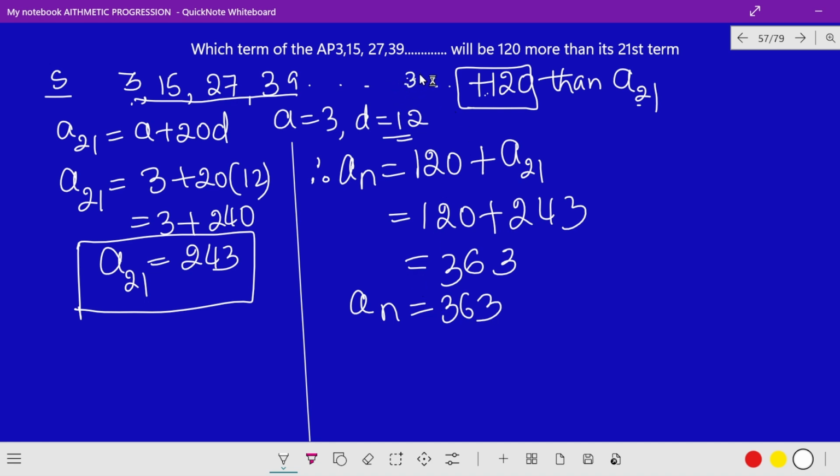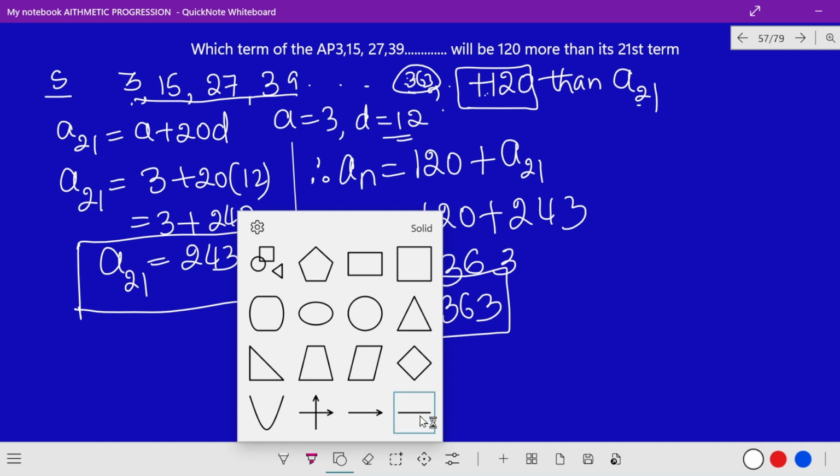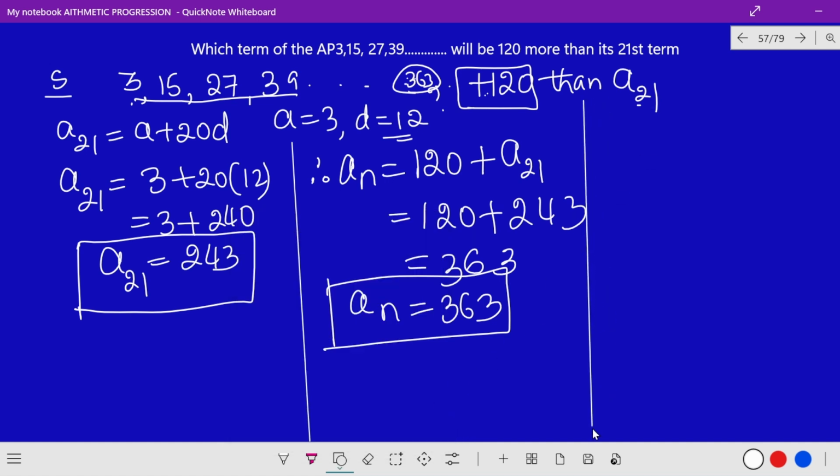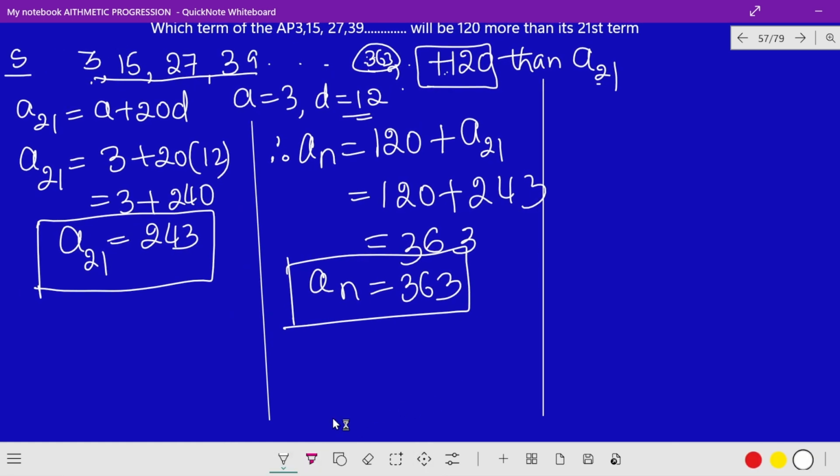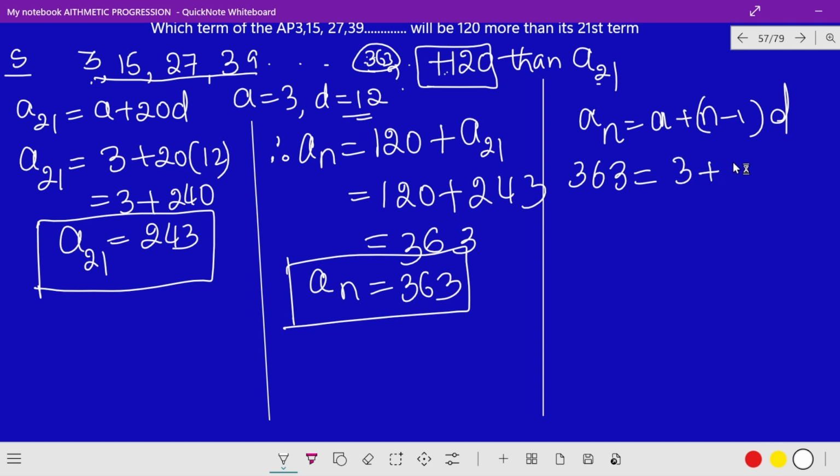So somewhere here there is 363, and we have to find which place that is. We have to find n. We will use an is equal to a plus n minus 1 into d. Now we know the nth term is 363, and we need to find which place it is. So we write 363 is equal to 3 plus n minus 1 into 12.